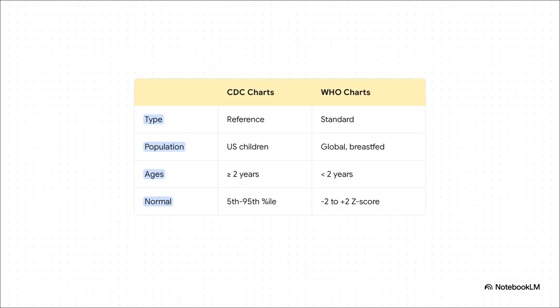So here's how this actually plays out in practice. For the little ones, infants under 2, we're going to use the WHO charts. They're our standard because they model the growth of healthy, breastfed infants. That's our biological ideal. But after age 2, we switch over to the CDC charts because they give us a much better reference for the more varied growth patterns of older kids in the US.